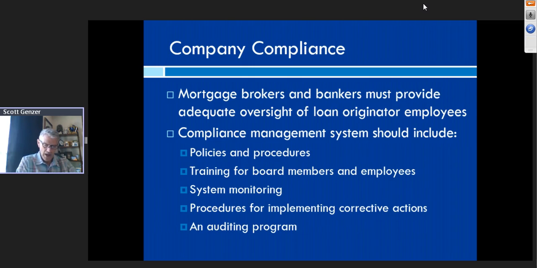All right, so without one, showing a violation occurred unintentionally could be difficult because we don't have any policies in place to make sure it doesn't happen. So the Bureau notes that violation of lending laws most commonly occur in companies that have weak compliance systems or none at all. So compliance is huge.